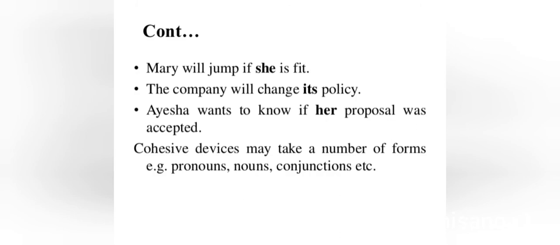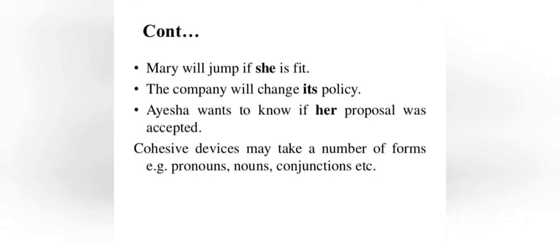Okay, so Mary will jump if she is fit. Already the "she" shows a relationship between the first part of the sentence and the second part of the sentence. We are talking about the same person. We are saying if she's fit, she will jump. Who is she? Mary. By virtue of us answering the second part of the sentence using the first part, that already shows a relationship.